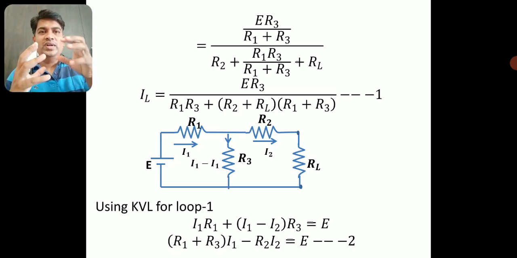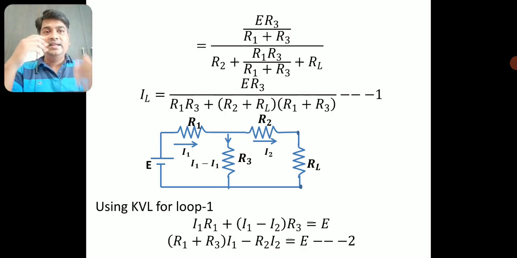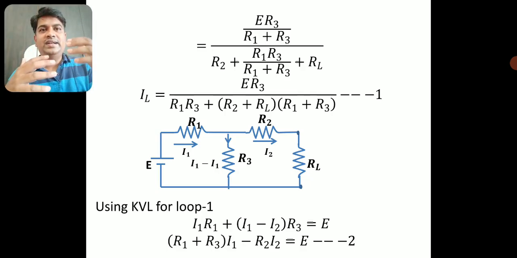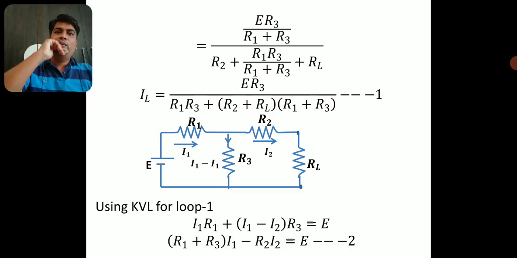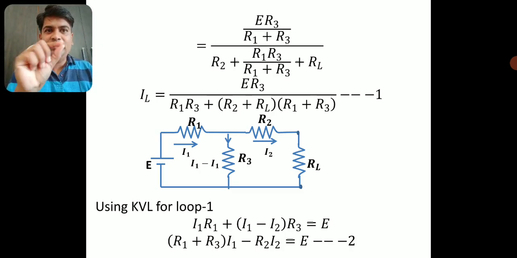Right. So for this first loop, I am going in a clockwise direction. Luckily, the current is also moving in a clockwise direction in loop 1. I will come to the first resistance R1. Look at the current through R1. It is I1, and the formula says it is I1 into R1. Now I will come to the resistor R3. What is the current through R3?